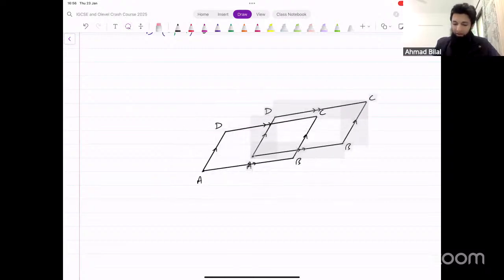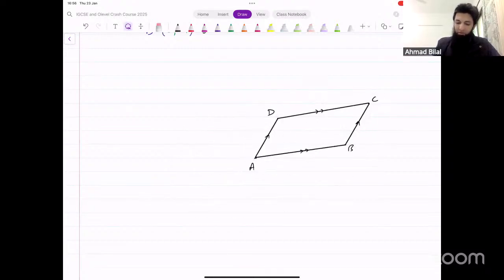And now in this parallelogram, I know that the coordinates of A are unknown. Let me write down the coordinates of D, C, and B instead. Let's say D has coordinates 2 and 1. Then C has coordinates 6 and 3. And let's say B has coordinates 5 and -3.